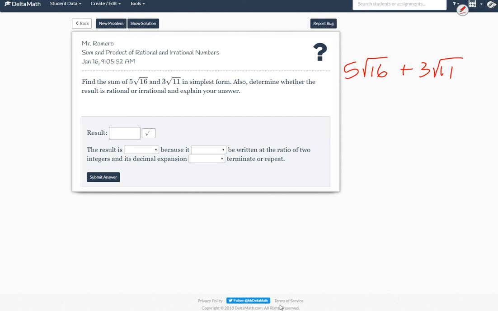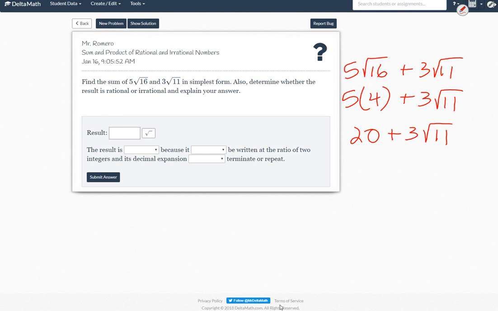Because what's the square root of 16? 4. Yeah, it's not 8, it's 4. So the 3 square root of 11 just drops. The 5 drops, but the 16 just became a 4. Not a square root of 4, just a 4. 5 times 4 is 20, plus 3 square root of 11. So I was able to simplify, but I will not be able to add.